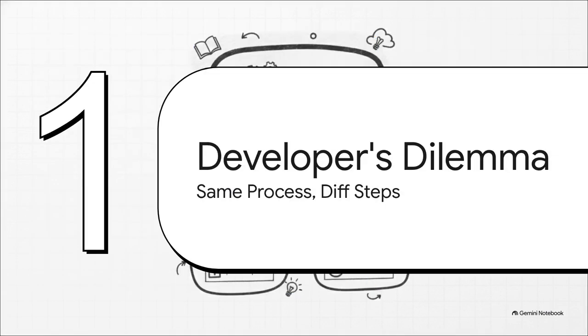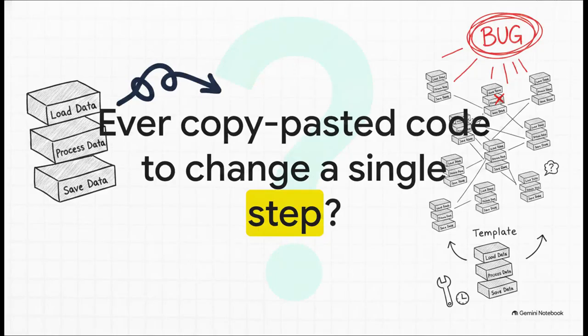Section 1. Same process, different steps. The developer's dilemma. Let's kick this off with a scenario I think we can all relate to. Be honest with me here. Have you ever copy-pasted an entire block of code just to tweak one tiny step right in the middle? Maybe you had to load data, process it, and then save it. The loading and saving are absolutely identical, but the processing is just slightly different. We've all been there, right?